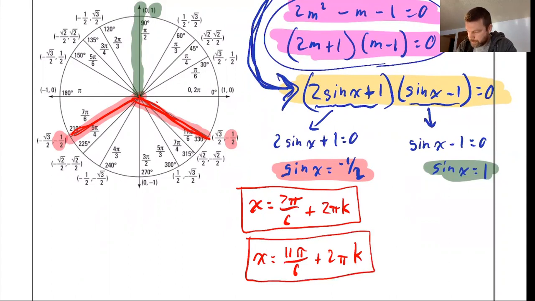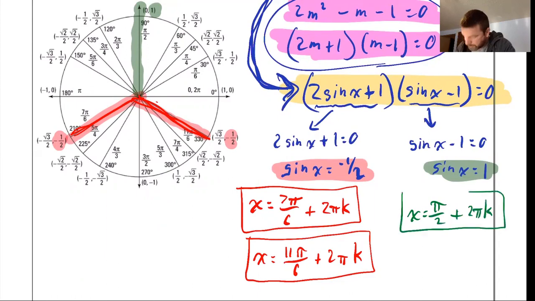Or it might have been this one over here, sine of x equal to 1. That happened right here again. That's at pi over 2. So, or x might have been pi over 2 plus 2 pi k. There are all of my answers.